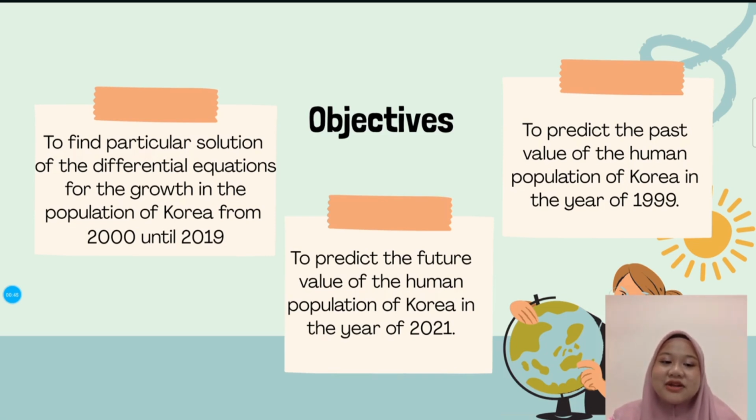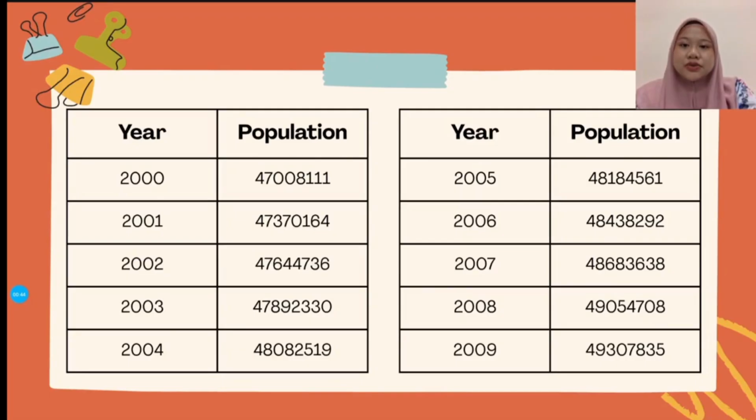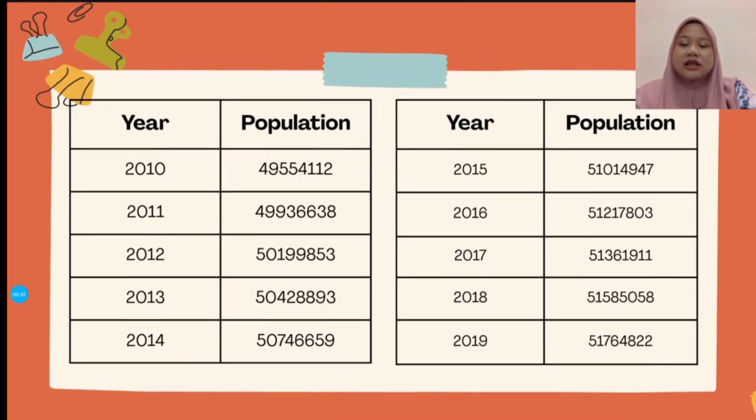In this presentation, we have found the data for 20 years. Starting from the year 2000, the population is around 47,008,111, while in 2019, the population is around 51,764,822. We also have to calculate the past value and future value, the impacts of the population growth in Korea, and the factors that affect the past and future value. These are the tables for the data of the number of population from year 2000 until 2009, and the other slide is from 2010 until 2019.